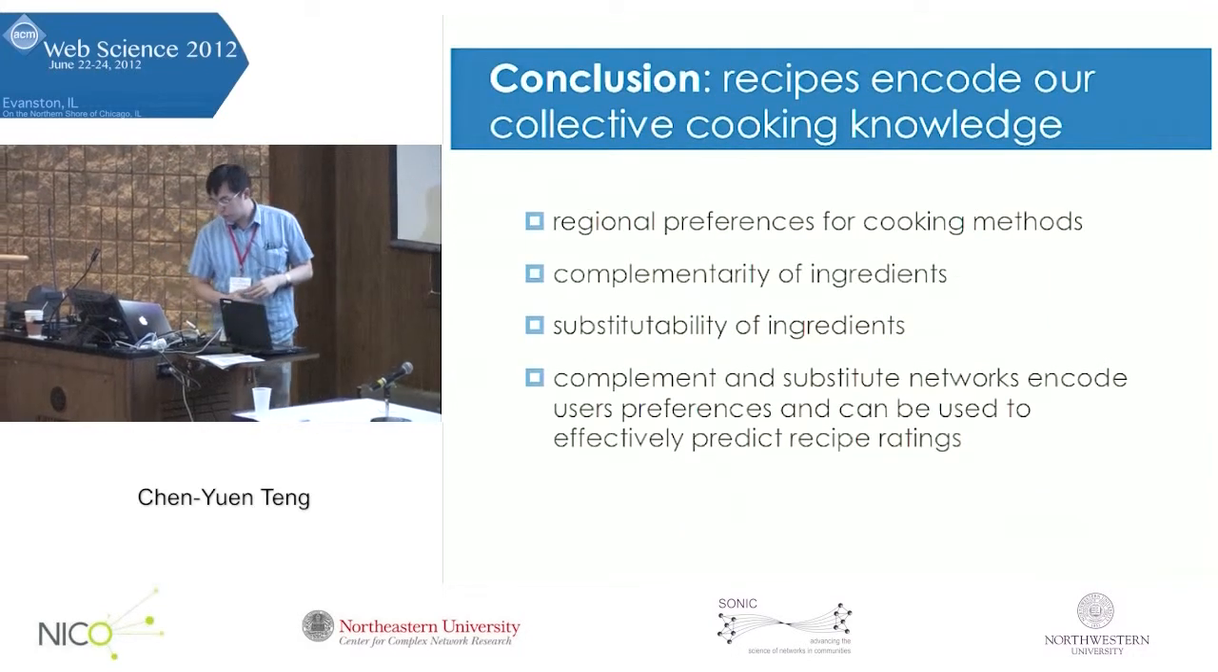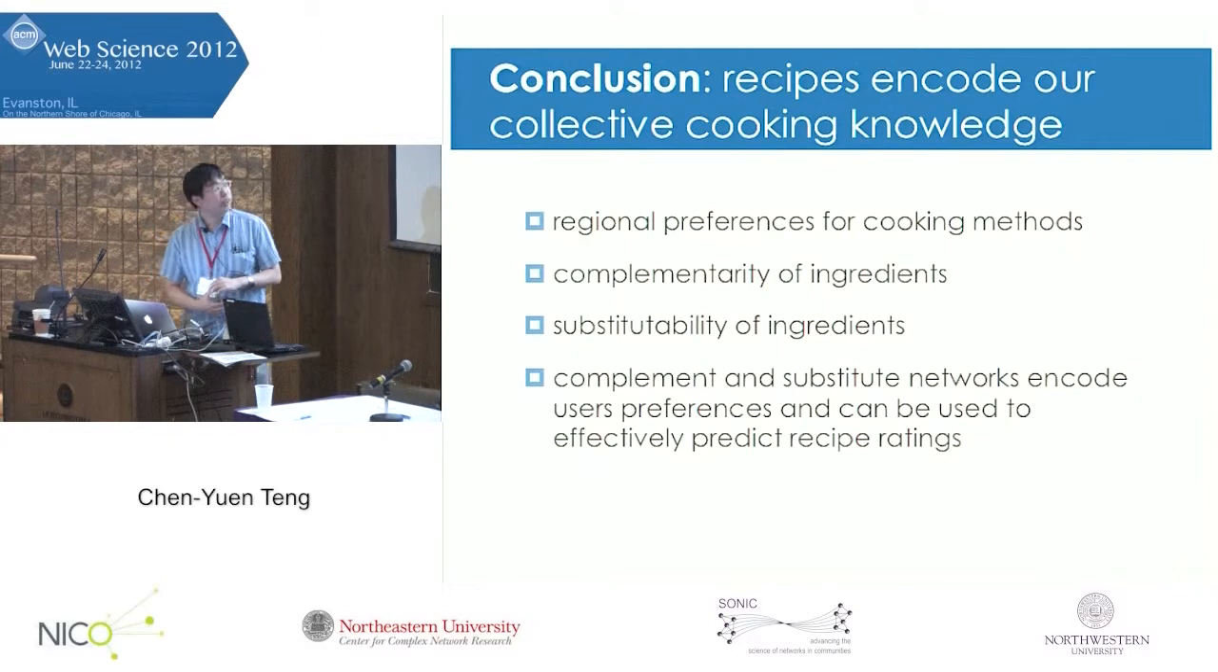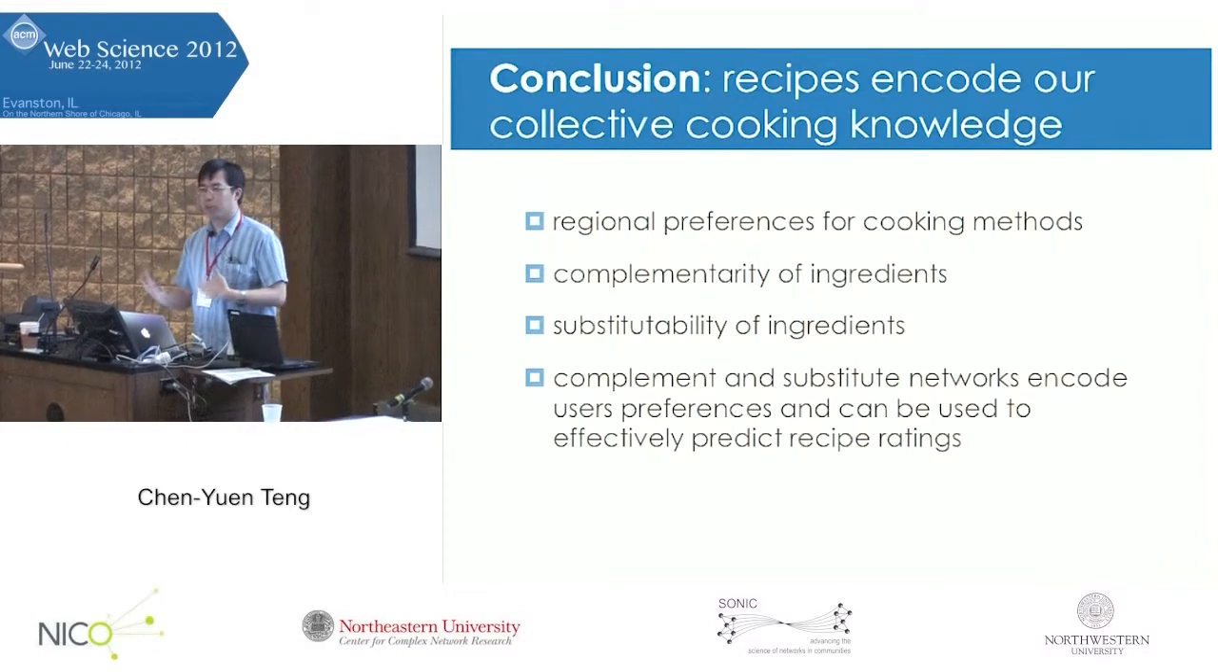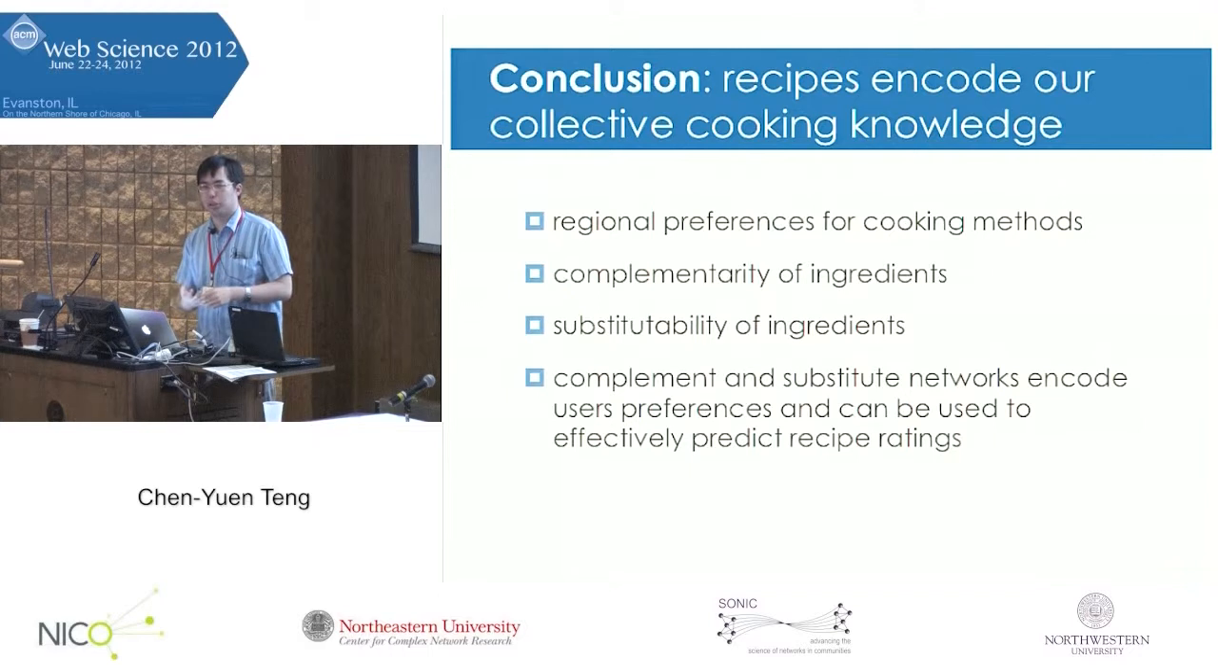For the conclusion, there are several takeaway messages. First, we built two networks, the complement network and the substitute network, which model the mixture of ingredients and the substitutability of ingredients. And last, we use this information to predict recipe ratings, and we achieve very impressive performance. Thanks for your attention.